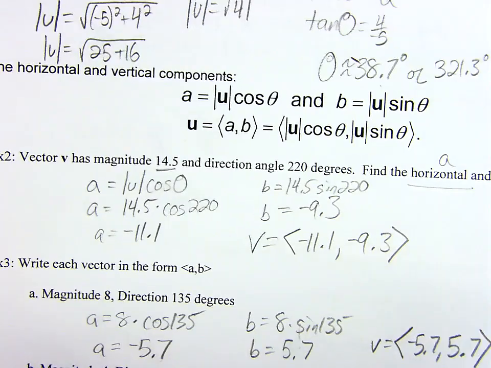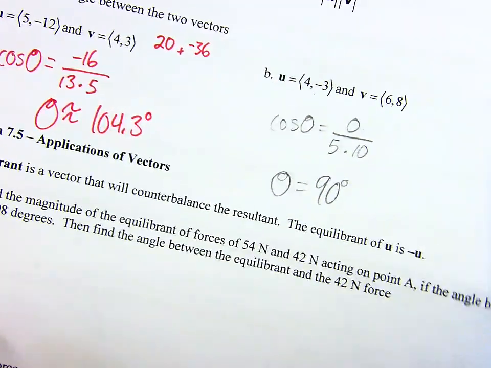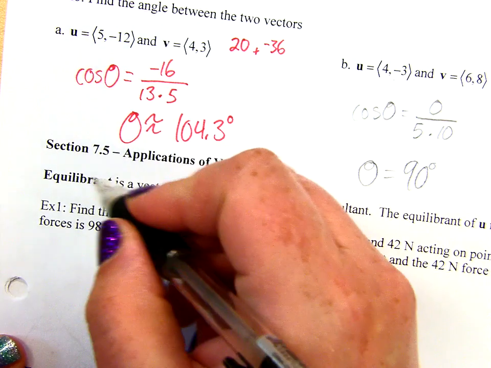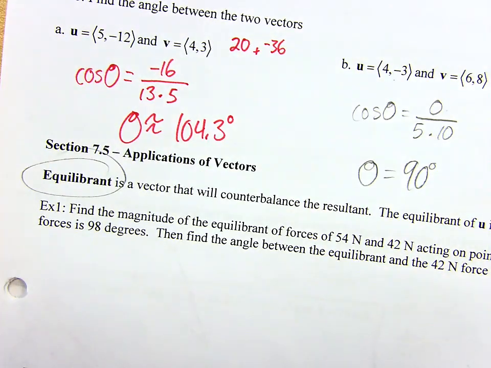All right, so let us put this to use in section 7.5. All right, so first we have another new vocab word, equilibrant.